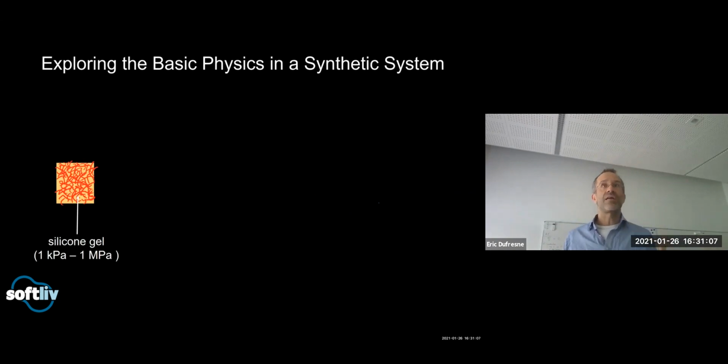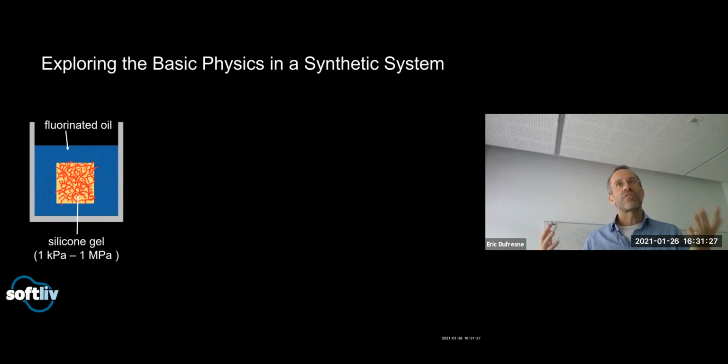Okay, so the way the experiments work is we start with something that couldn't be less biological. We start with a silicone gel, okay? We like silicone because it's transparent, and we can tune its modulus from a kilopascal to a megapascal, so we have a huge dynamic range of elasticities.